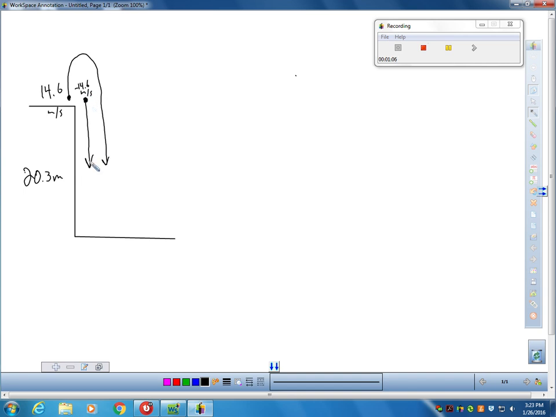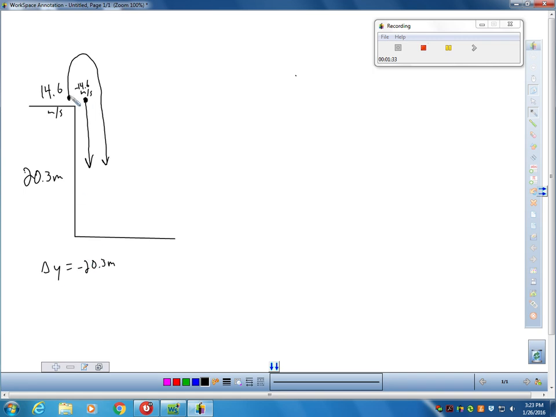So this one is thrown downwards, this one is thrown upwards. So they're thrown at the same speed, but this one is thrown downwards, and so we give it a negative sign, and this one's thrown upwards, and so we give it a positive sign. Now, the balcony itself is 20.3 meters tall. That means that delta y for either of these will equal negative 20.3 meters. And that's because the balls are going to finish 20.3 meters below where they started.